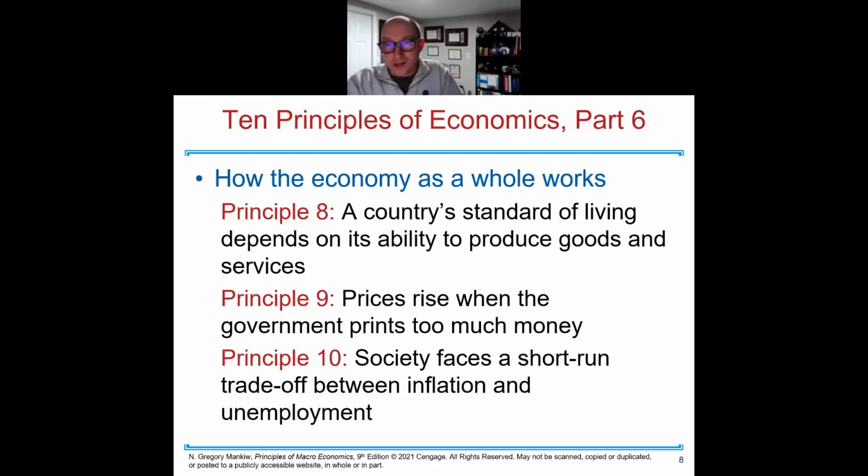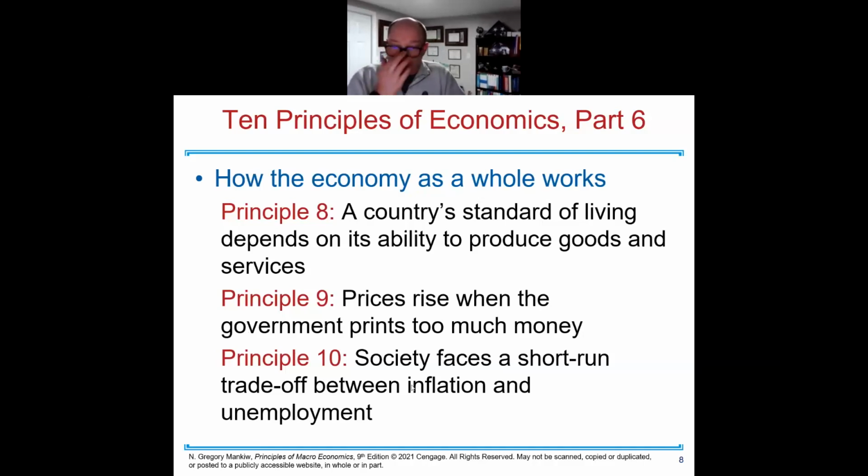Principle 9, prices rise when the government prints too much money. We all experienced that over the past 3 years. When the pandemic hit, the government printed too much money. Why? Because the government gave everyone subsidies. You got a check in the mail for $1,200 for whatever reason. If you needed it, that's good. Also, a lot of people didn't, right? So what I mean by that is when the government prints too much money like that, they're just giving out check after check, it causes inflation. When there's too much money in circulation, it causes inflation. Prices rise.